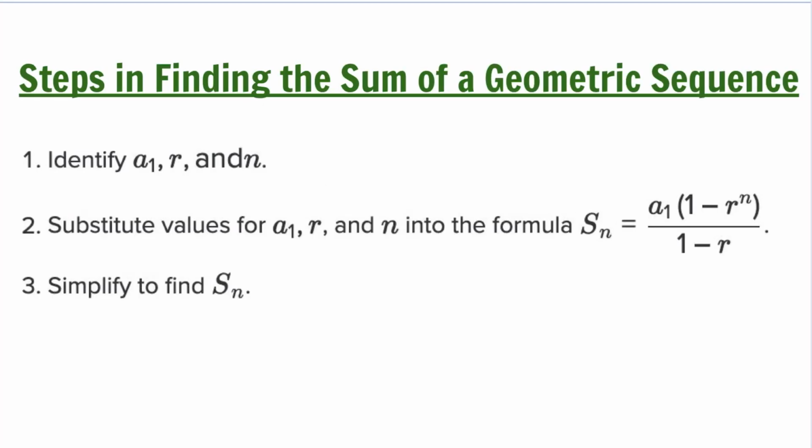In finding the sum of a geometric sequence, the first thing that we need to do is identify the first term a sub 1, the common ratio r, and the value of n, or the number of terms. Number 2, substitute the values for a sub 1, r, and n into the formula for the geometric series. And finally, we need to simplify and find the value for S sub n.